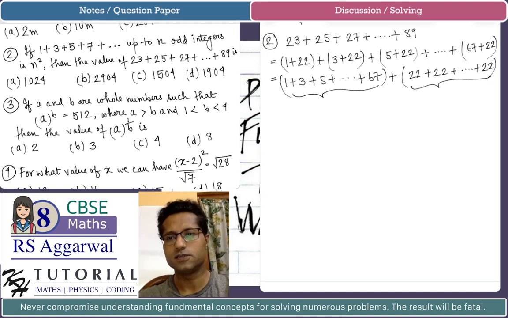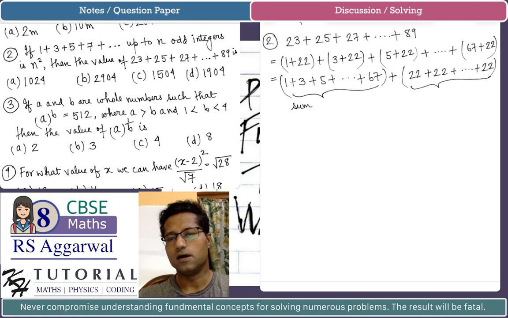So we can clearly see that inside the first bracket, let's say this is 1 plus 3 plus 5 plus up to 67. Let this be the sum; we have to find n.